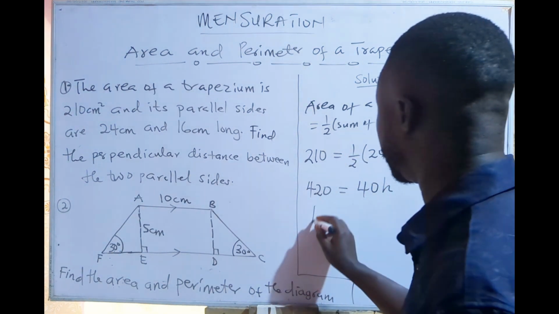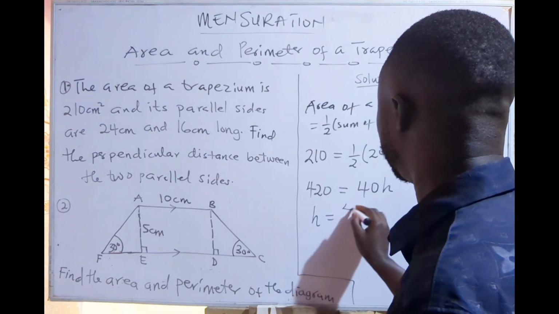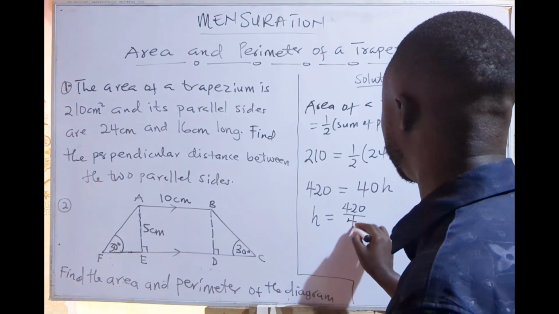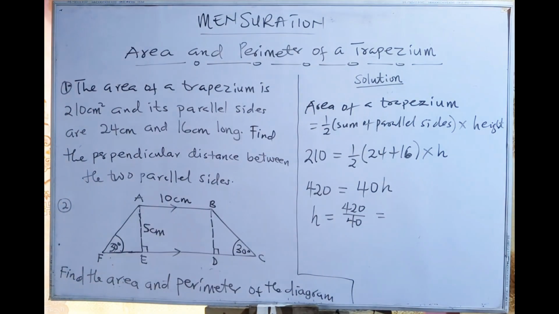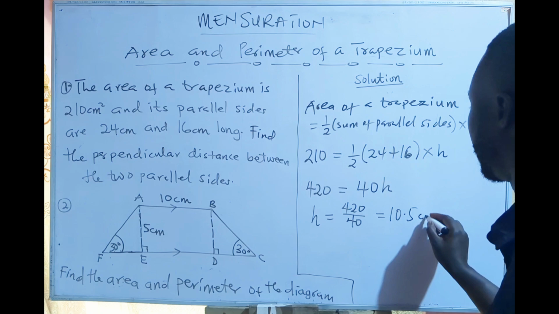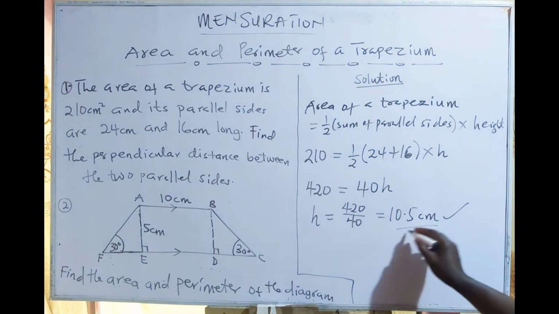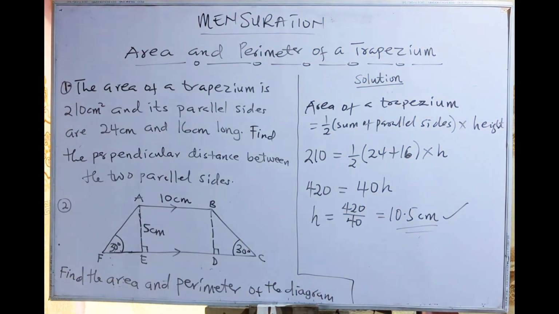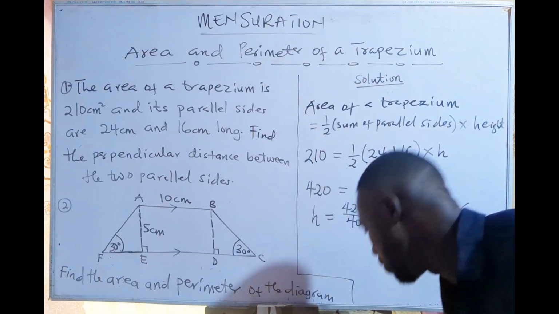So what will be our height? Our height is going to be 420 divided by 40. And that will give us 10.5. So our height is 10.5 centimeters. So simple. So the height of the trapezium is 10.5 centimeters. All right. Let's go to number 2.